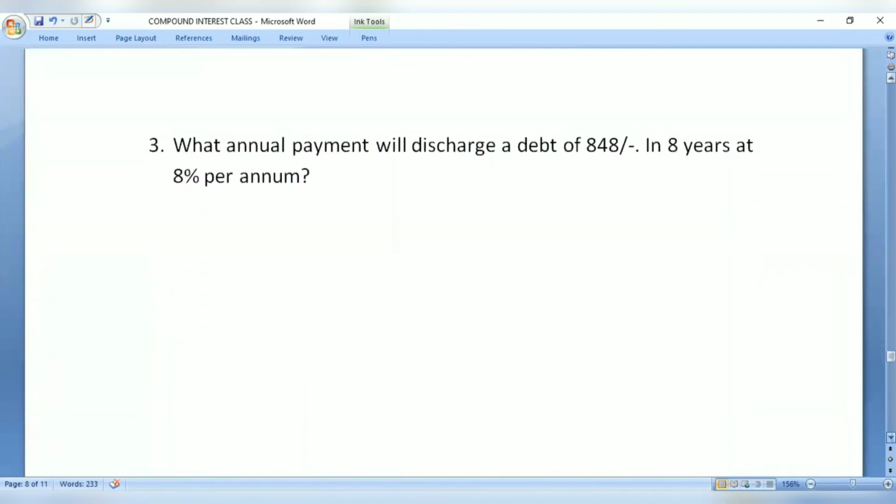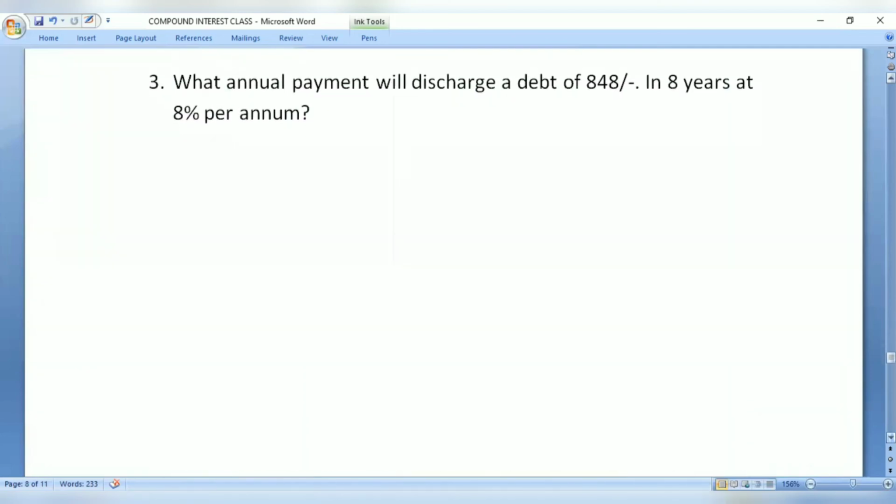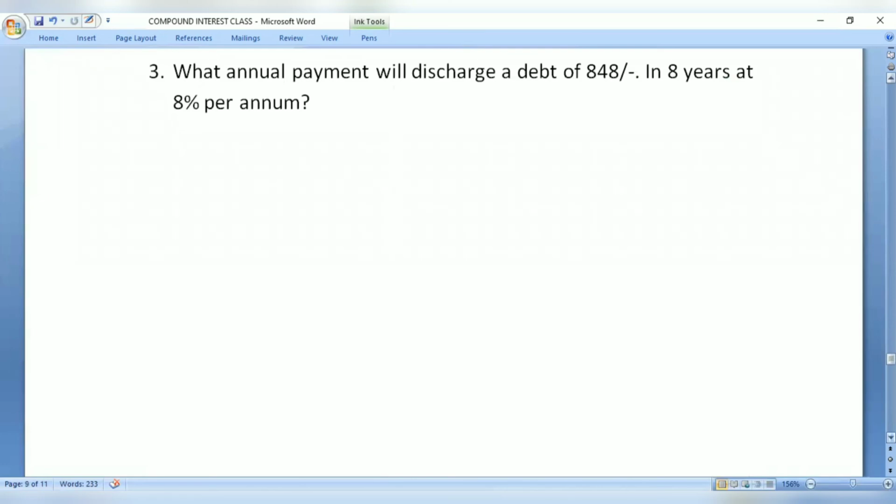See here, this type of problems will come generally. What annual payment will discharge a debt of some amount of rupees in a certain number of years with a certain rate of interest? In such a particular case, do note this. This is very important. Sometimes in PO level exams, a probationary officer level exam, you may get this question.